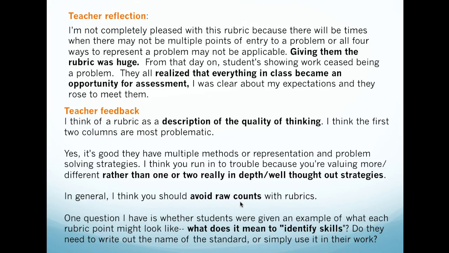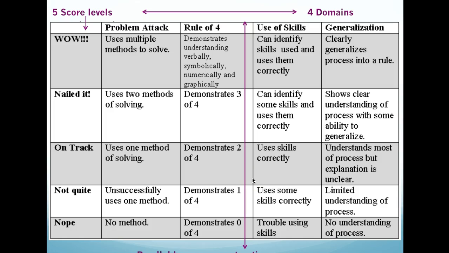And with a question, do they need to write out the name of the standard or simply use it in their work? And how can that be observed? It has to be observable, and you have to be able to hand this to somebody and say, here, you use this. And right now, her rubric really isn't. The first 2 columns, of course, because they're quantitative, but what does that show you about how the student is thinking and how the student is processing the information?